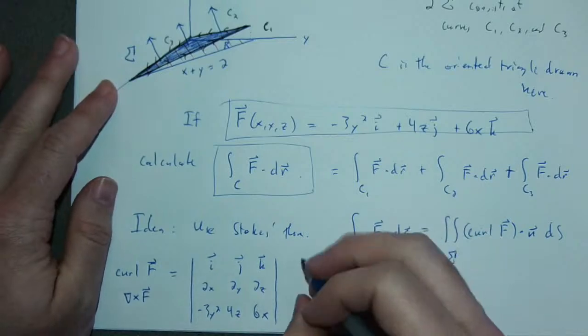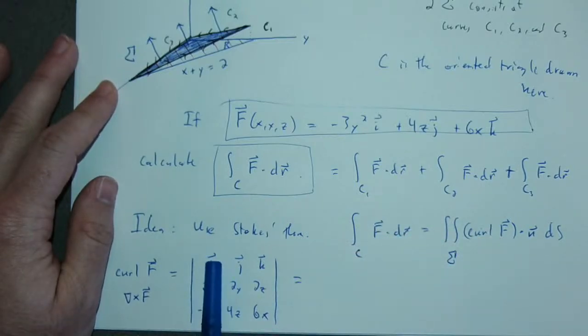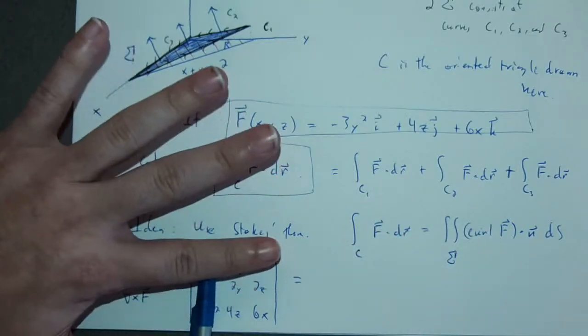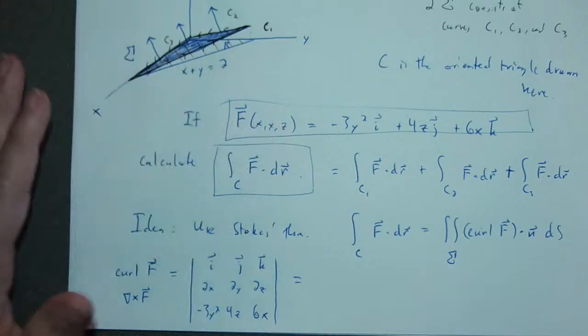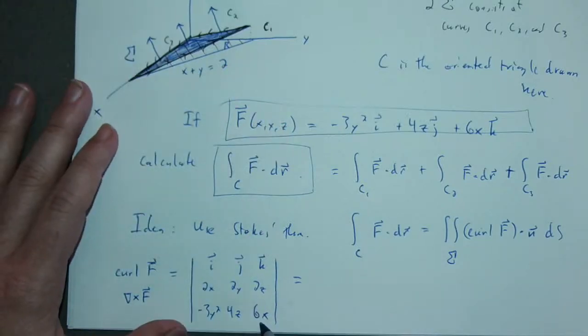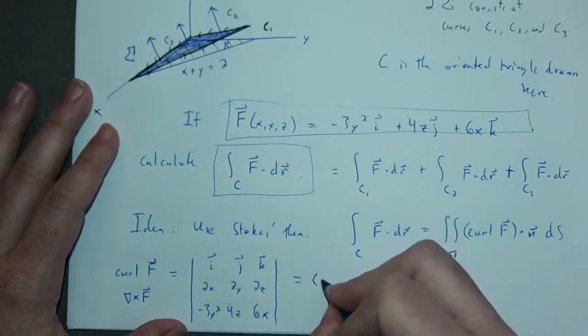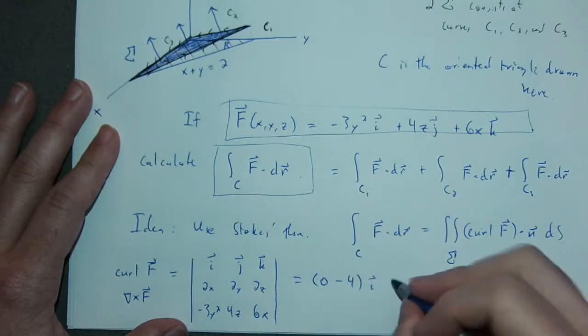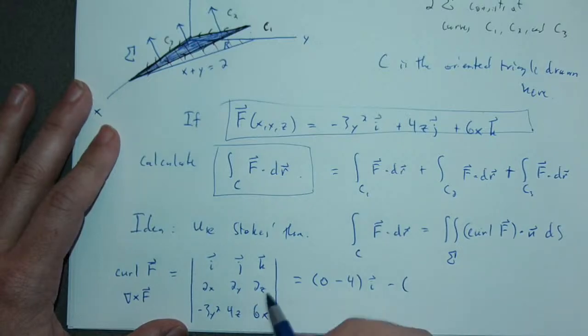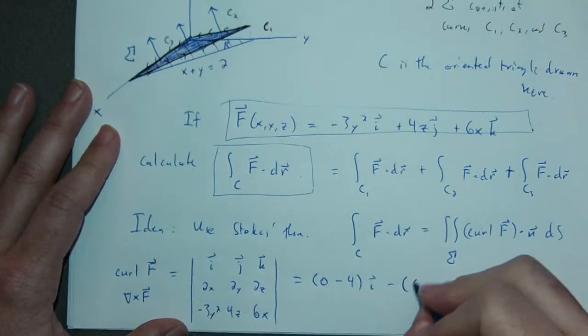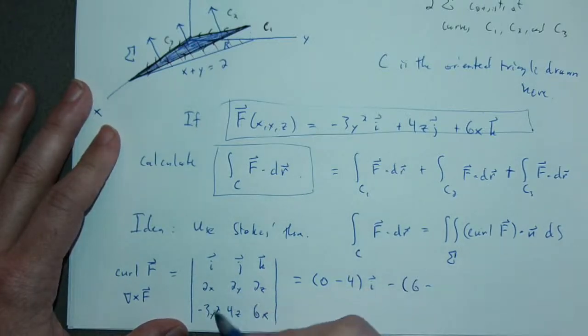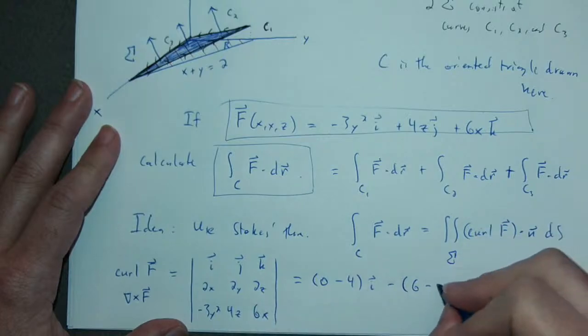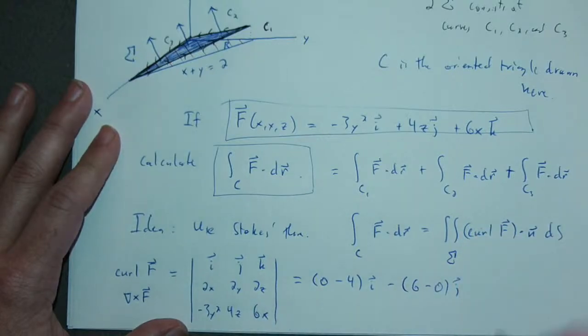All right, so now I treat this as a determinant. So for the thing multiplying i, I cross out the i column and first row. So I would have the y partial of 6x, which is 0, minus the z partial of 4z, which is 4. So that's 0 minus 4, i. Minus, in the j slot, is the x partial of 6x, so that's 6, minus the z partial of minus 3y squared, which is 0, j.